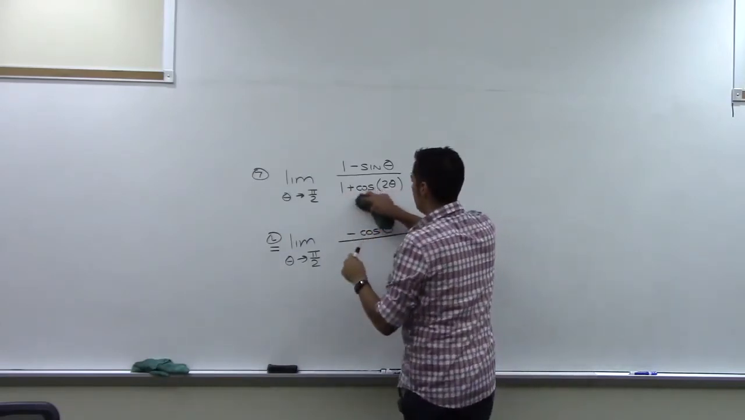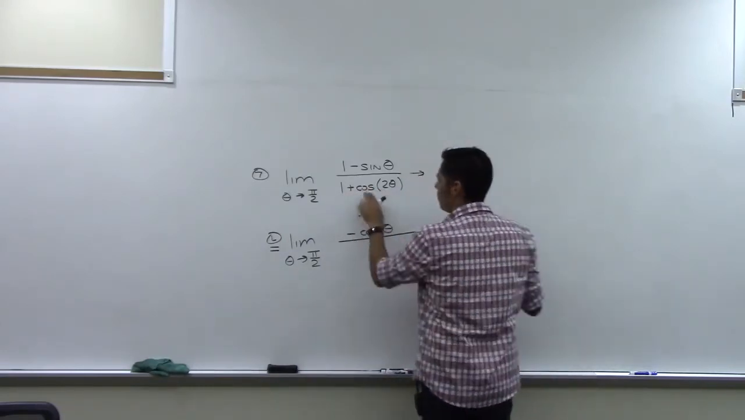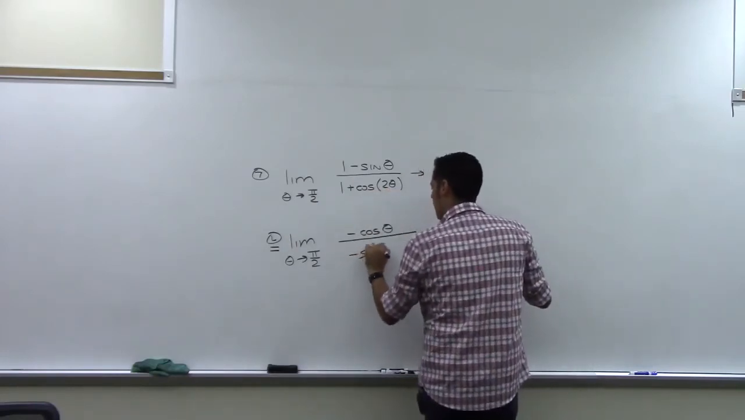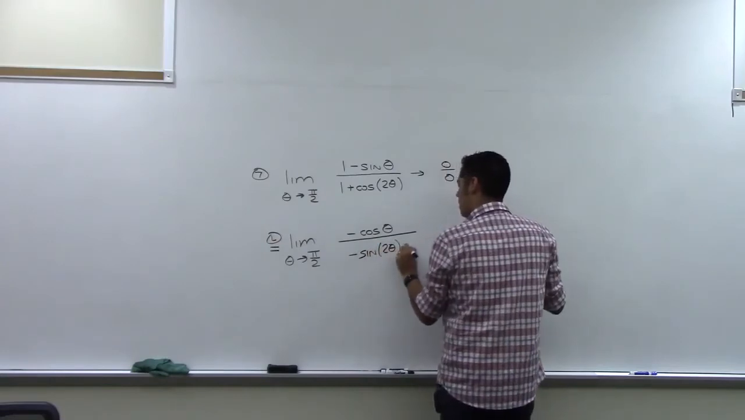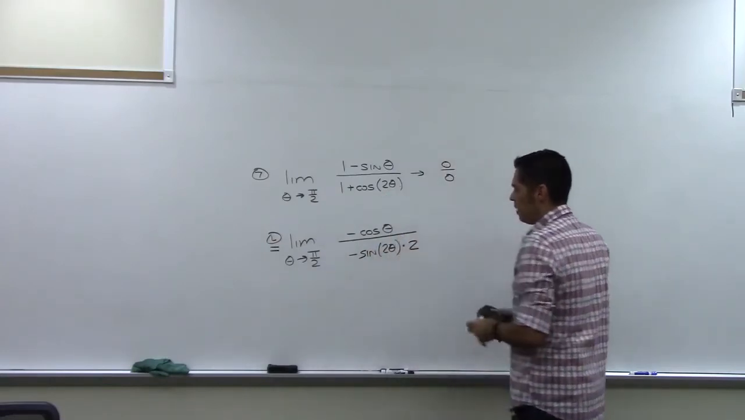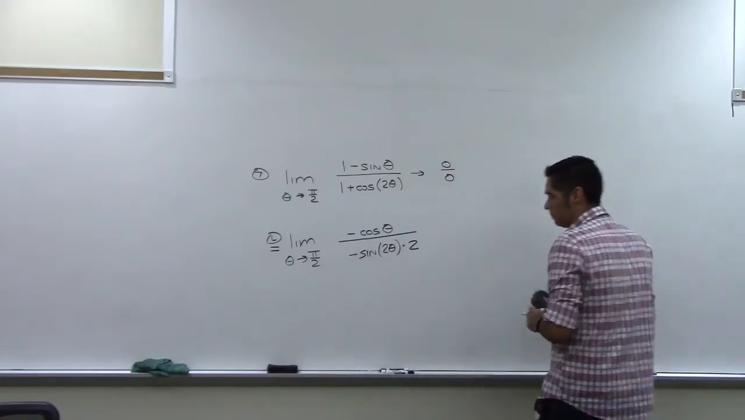And then be careful here because this is chain rule. We have cosine of something. Derivative of cosine of something is negative sine of that something times derivative of what's inside. Derivative of 2 theta is 2. And now we're going to try again.